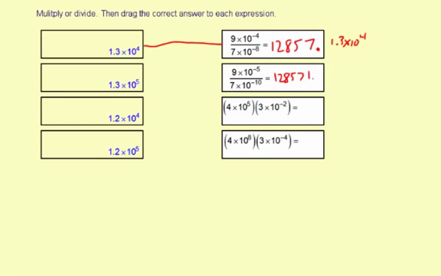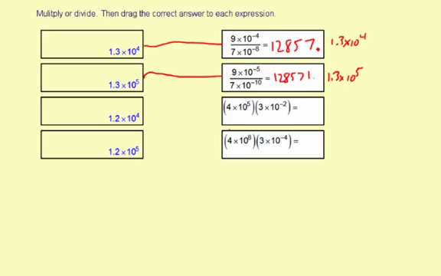So I have to convert to scientific notation. 1, 2, 3, 4, 5 decimal places this time. 1.3 times 10 to the 5th. Okay, so that shows you an example of how to use a calculator.